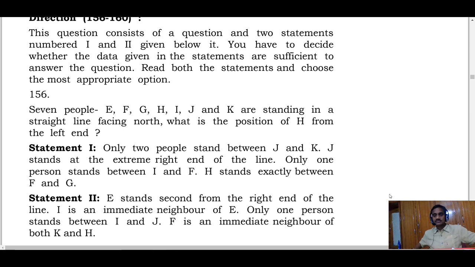This is based on data sufficiency. Now in this data sufficiency, how many people are there? There are 7 people.